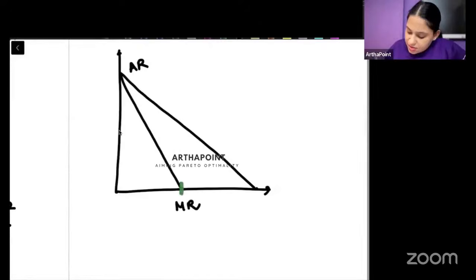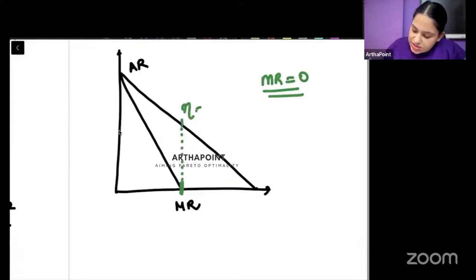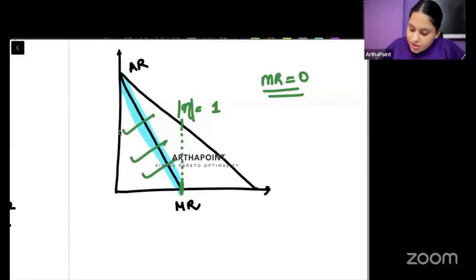When MR is 0, you have exactly unit elasticity. You will always see MR equal to MC in this region. It can be here, here, here; somewhere MR will equal MC. Wherever that happens, if you take that up, you will be operating in this region.